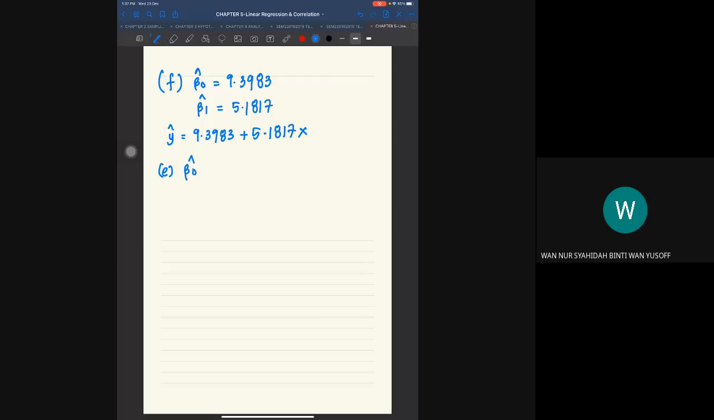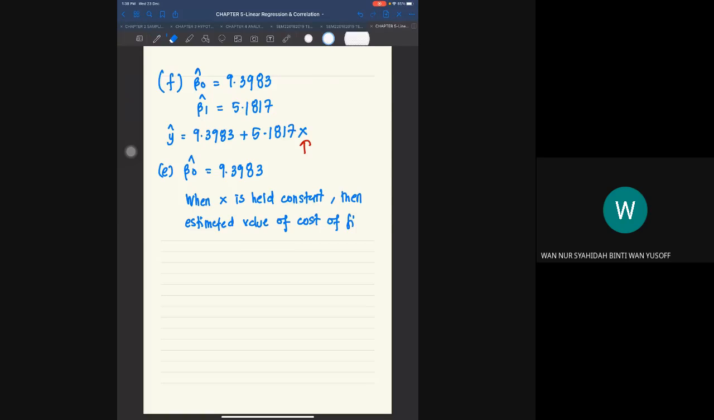So how do we interpret the value? Beta naught first. When we interpret this value, we let X equal 0. So when X is held constant or equal to 0, then the estimated cost of fire damage is... do we have a notation for the Y?